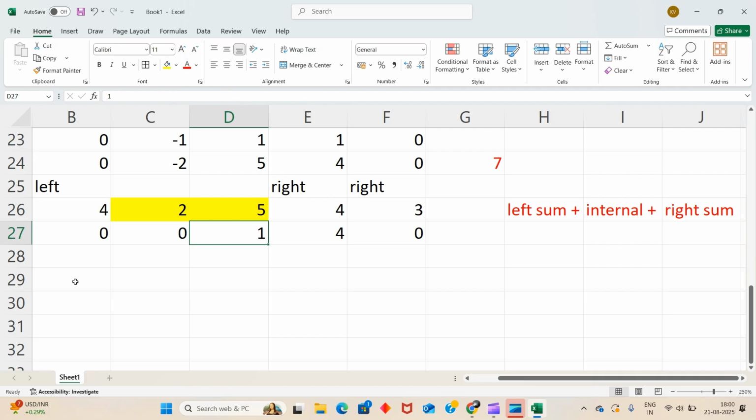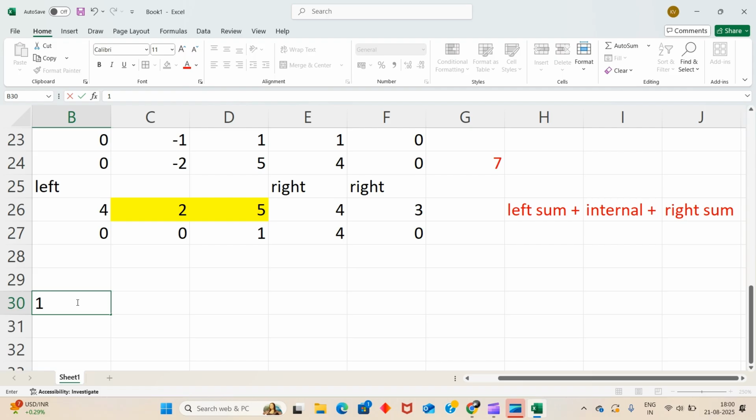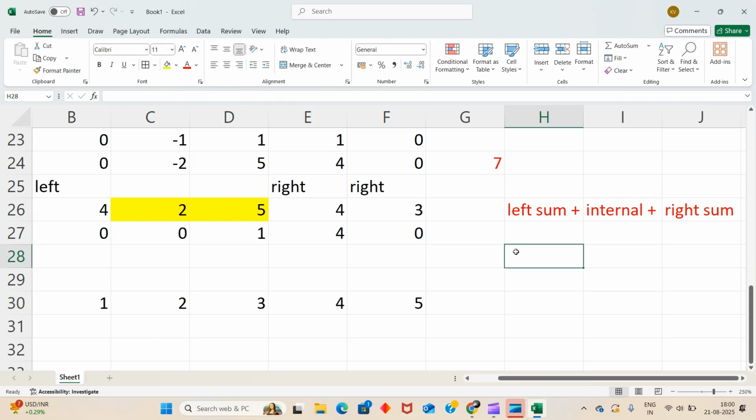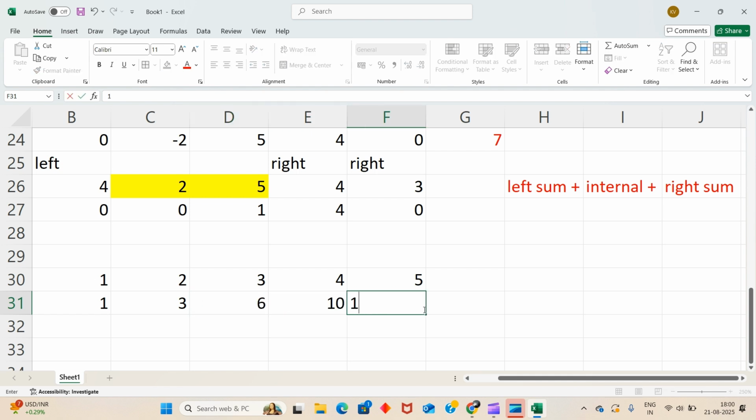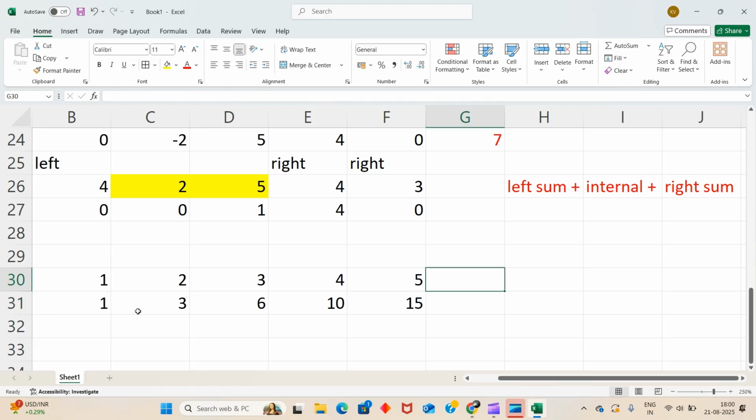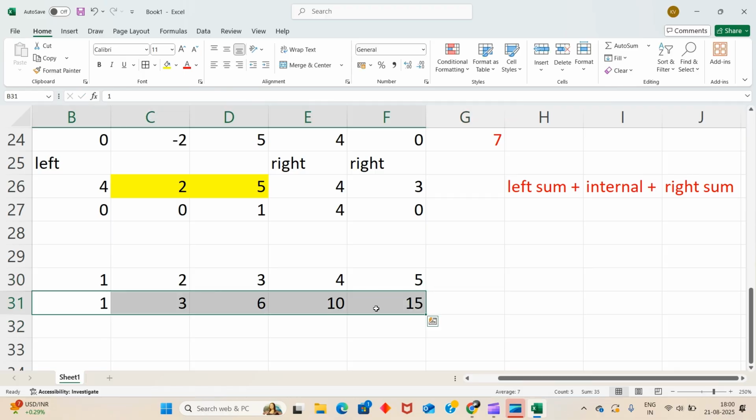What is prefix sum? Let's say for example we have an array of 1, 2, 3, 4 and 5. Let's say we are going to calculate the prefix sum array. Then in that case our prefix sum array will be 1. 1 plus 2 is 3. 3 plus 3 is 6. 6 plus 4 is 10. 10 plus 5 is 15. Okay, this is my prefix sum array.